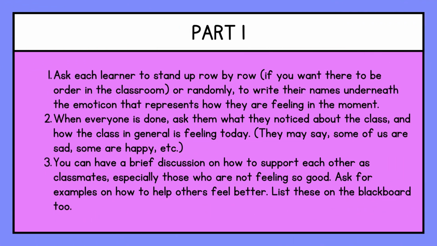Part 1. Ask each learner to stand up row by row, if you want there to be order in the classroom, or randomly, to write their names underneath the emoticon that represents how they are feeling in the moment. 2. When everyone is done, ask them what they noticed about the class, and how the class in general is feeling today. They may say, some of us are sad, some are happy, etc.